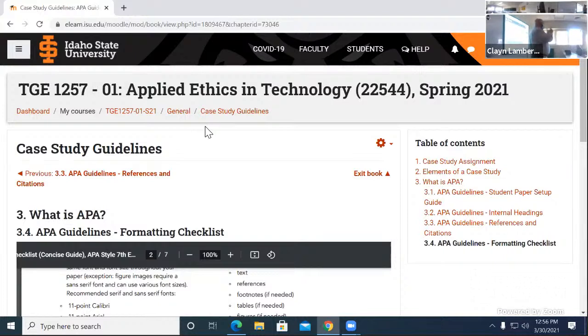So you don't forget, you have 2 assignments. The first is write your own case study. The second is respond to the case studies of 3 other people. Does anybody have any questions? Anybody online have any questions?